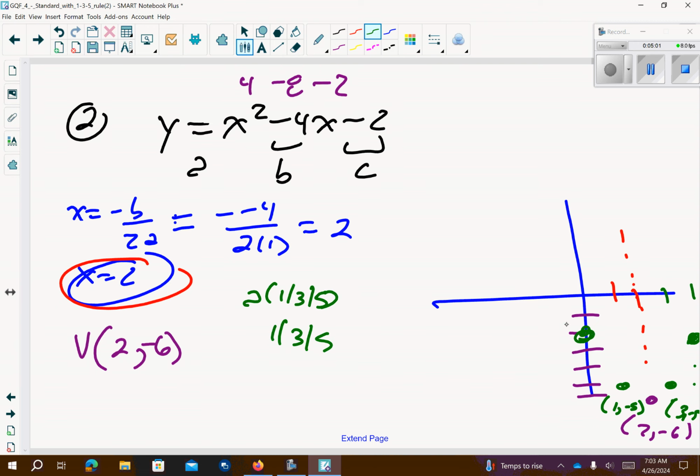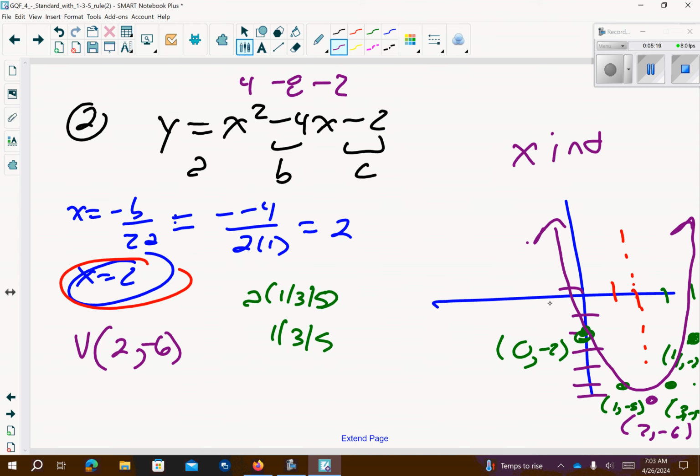So that's going to take me to 0, -2, and that's going to take me to 4, -2. And if I do the 5, it's going to be up higher. So our parabola looks like this. So our x-intercepts, they do exist somewhere around here and here, but they are called irrational because we can't see exactly where they are.